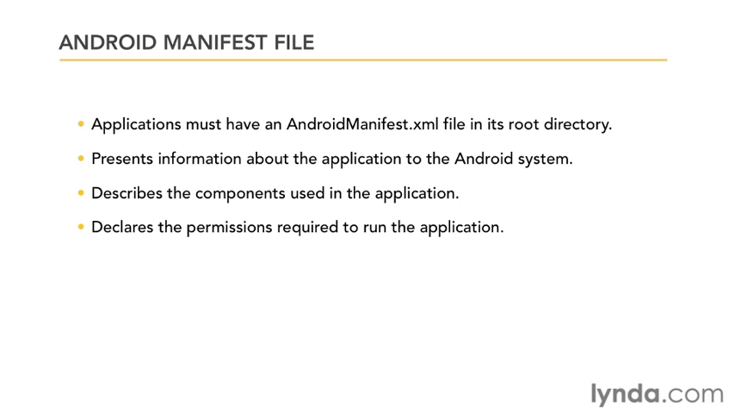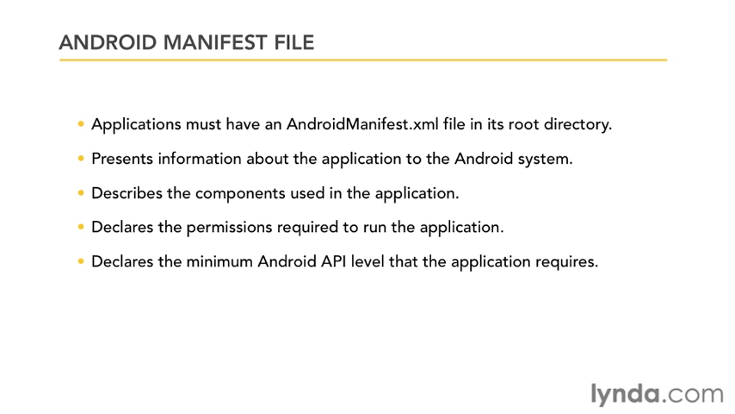The other thing that it does is declare the minimum Android API level that the application requires. So let's say in our application, we're using some new Gingerbread feature. If we set the minimum API level to 10, which is Gingerbread, only people with Gingerbread-enabled phones are going to be able to see your application in the Android Market.